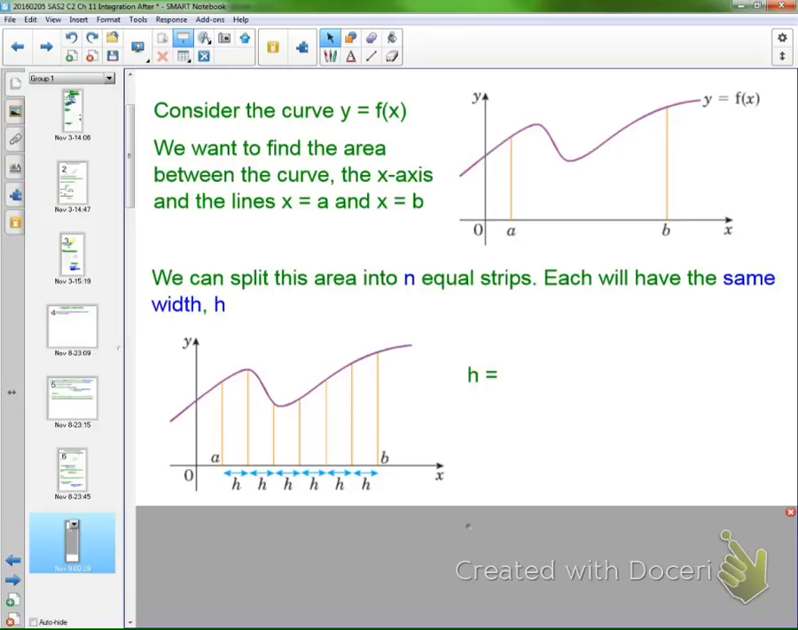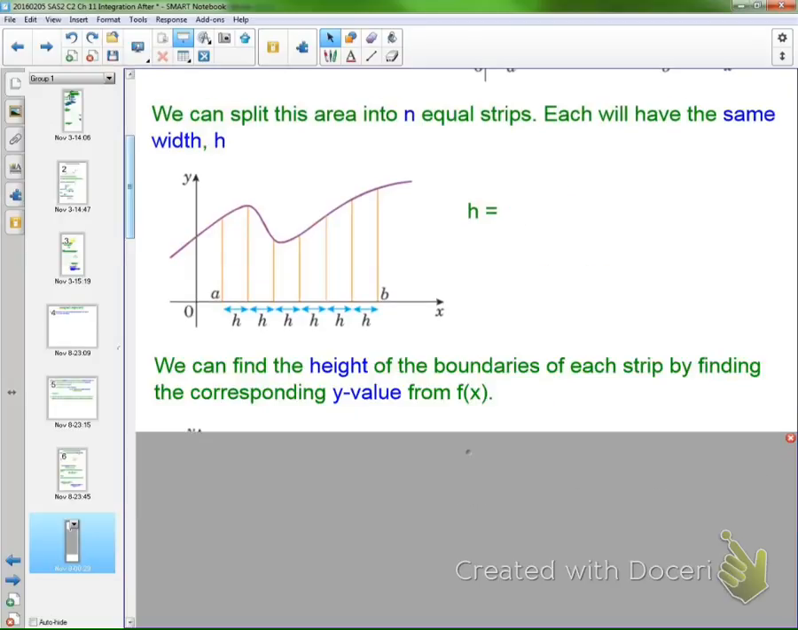Now we can find h by considering the difference between b and a, so b minus a, over the number of strips. And we can find the height of the boundaries of each strip by finding the corresponding y values from f of x, because we know what f of x is, we just can't integrate it.